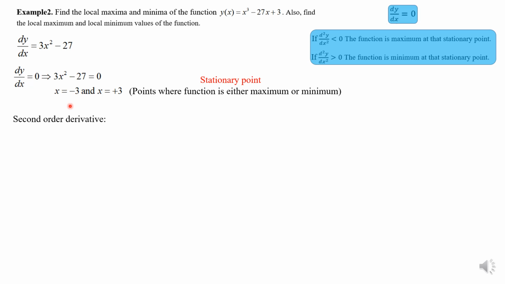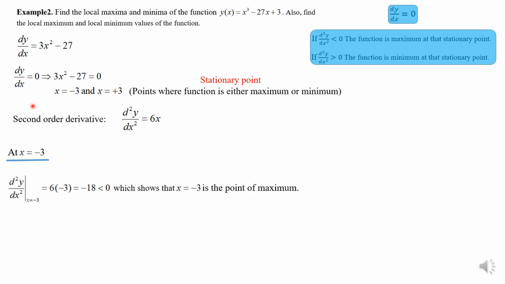So what is next? Second order derivative. So find this. The second order derivative is this much. Then let us first examine whether x is equal to -3 is maxima or minima. Then what you do? Find the second order derivative at this particular point. Over here, the second order derivative will turn out to be -18. That is simply replacing x by -3. You will get -18, which is less than 0, which shows that x is equal to -3 is a point of maxima. And you will do the same for the other stationary point, because you may get the maximum over here again, or maybe minimum. Let me check.